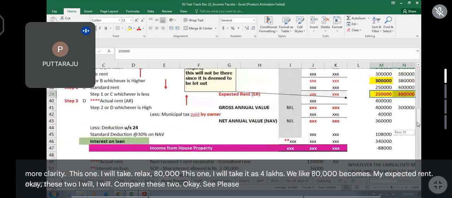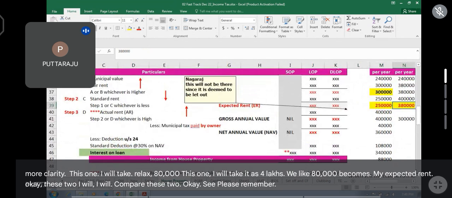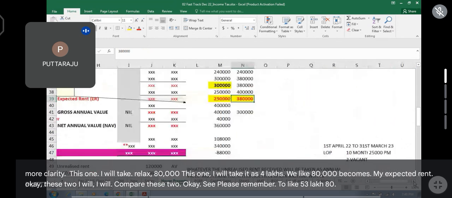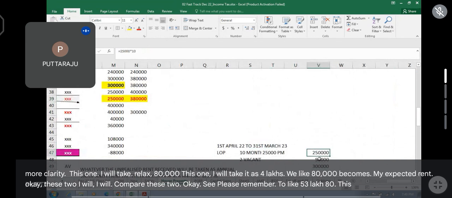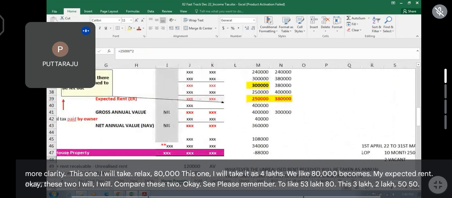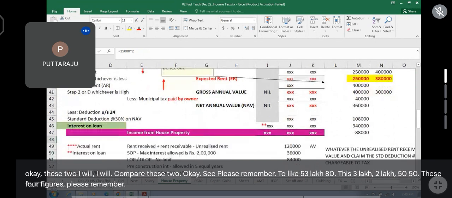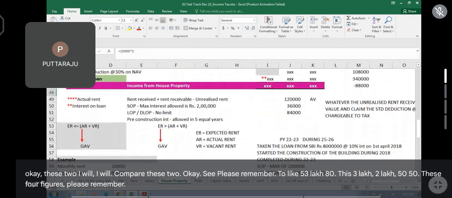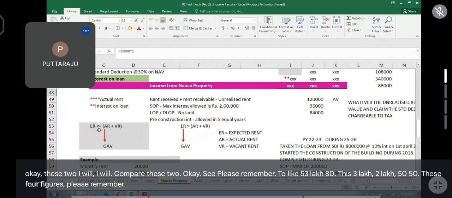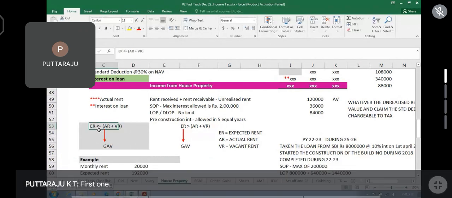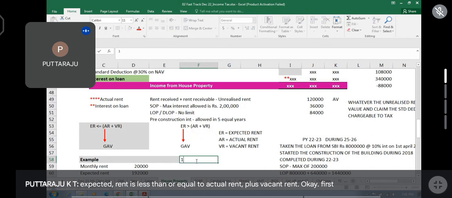Please remember 2,50,000, 3,80,000, and this 3 lakh, 2,50,000, 50,000. These 4 figures, please remember. First one, if expected rent is less than or equal to actual rent plus vacant rent. Okay. First situation we will see.